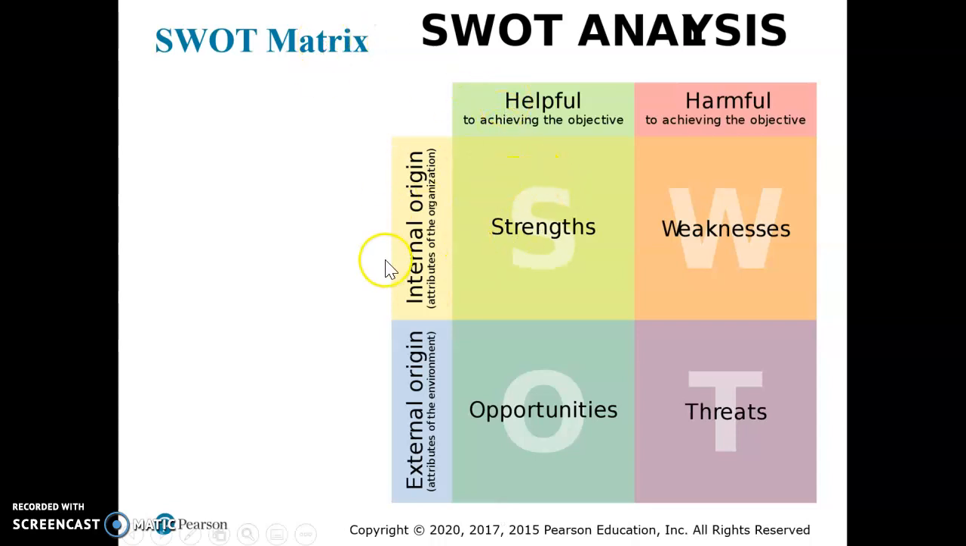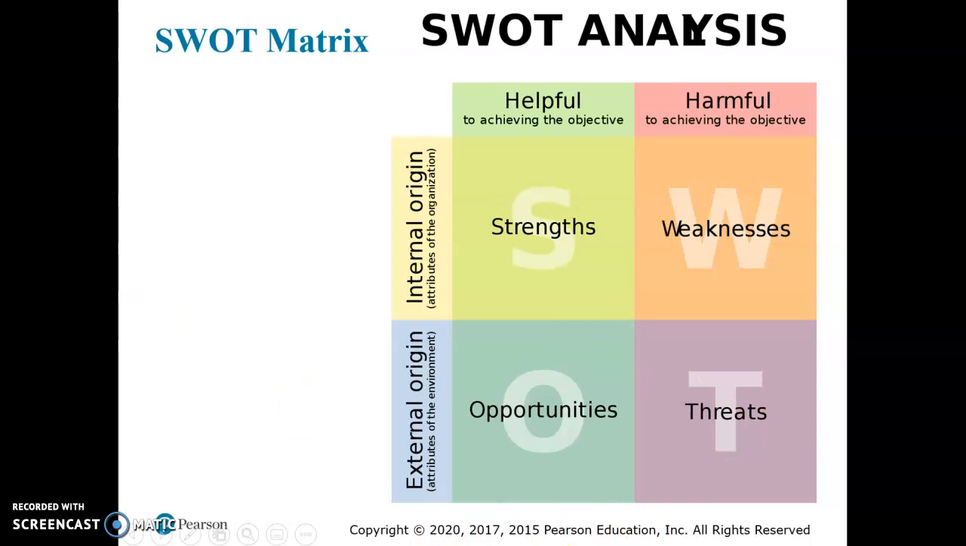So our whole goal here is to take advantage of our strengths, and try to fix our weaknesses. They're harmful to achieving our objective. Exploit opportunities. So look at what are the opportunities in the external marketplace, and try to take advantage of them if they fit with our company. And then try to neutralize our threats. So there's always going to be things that are happening outside of us that we can't control, that can be a threat to us.